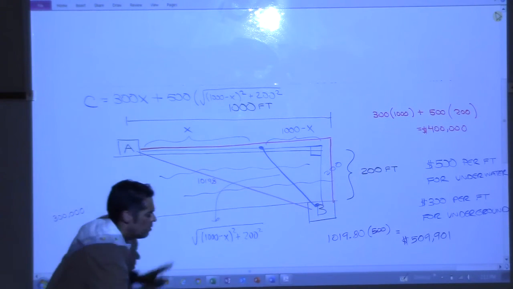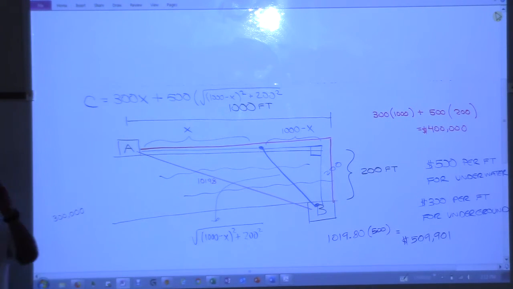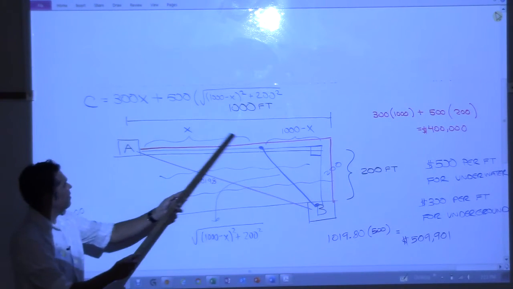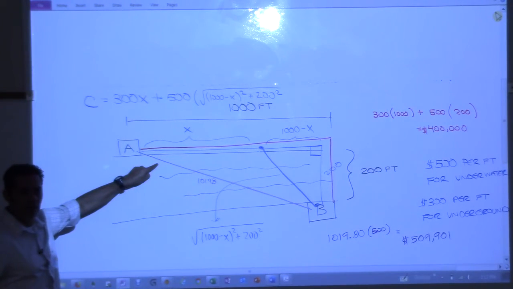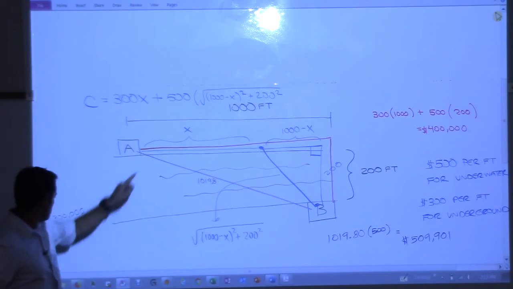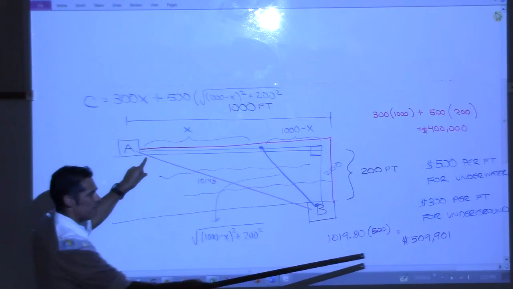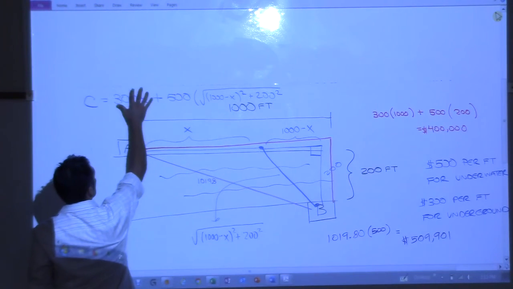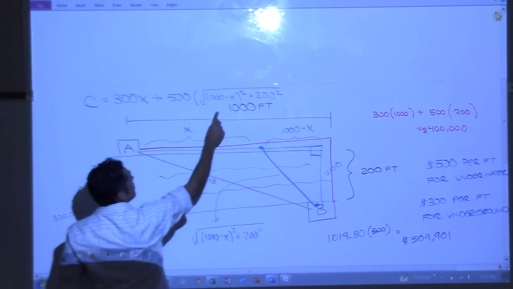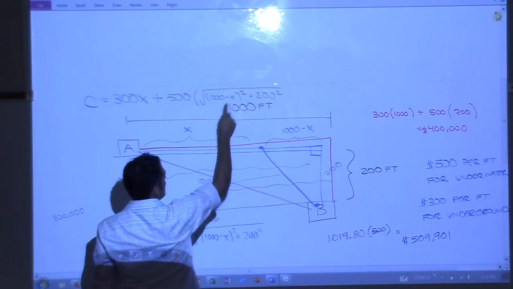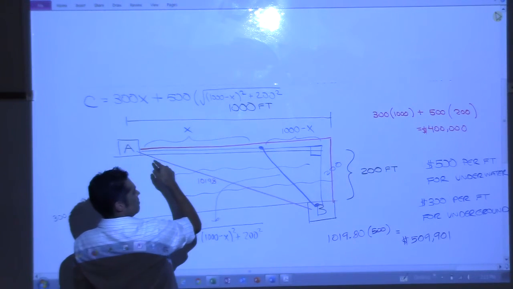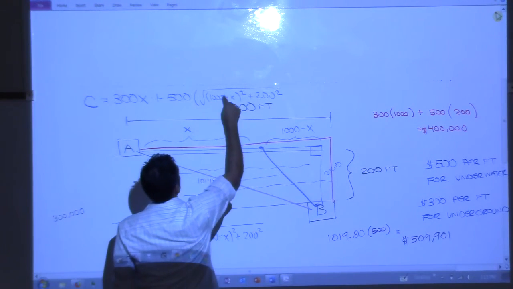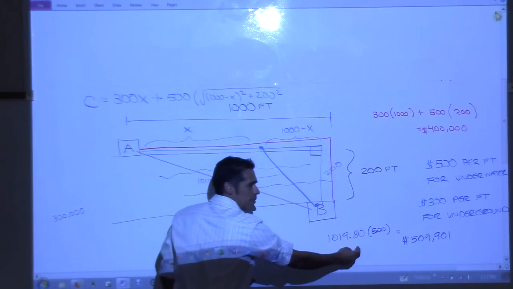Okay, so if X is 0, then we're going with the purple, right? And so the cost, if X is 0, our cost should be 509,000. What happens if we plug 0 in here? Gone, right? If we plug 0 in here, we get that purple triangle, and then we multiply times 500, so we'll get that number.